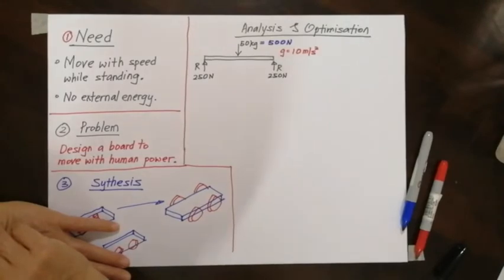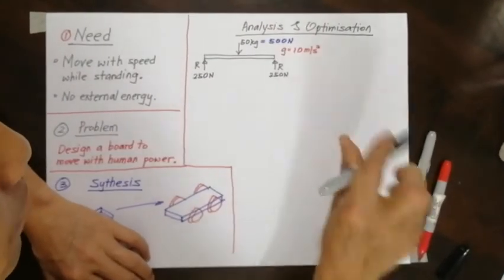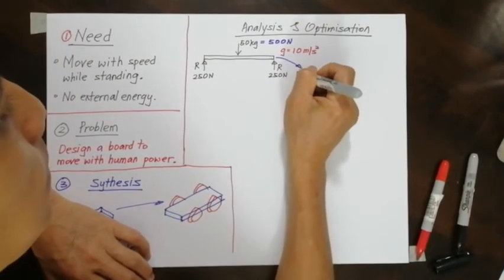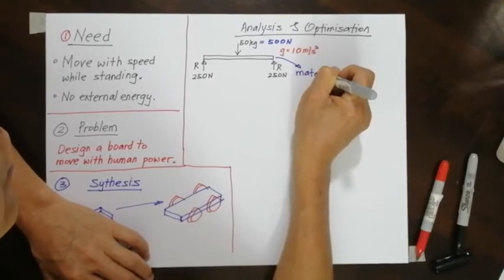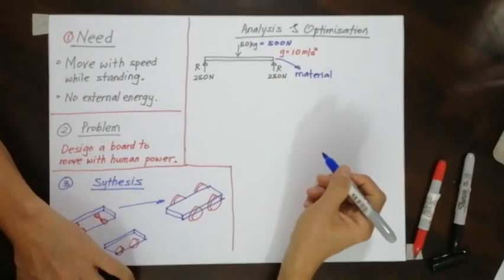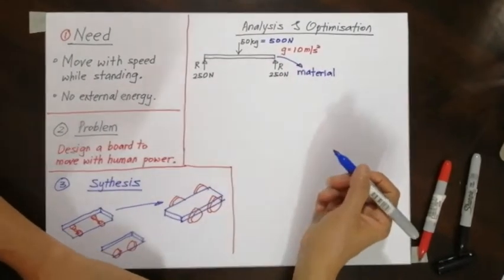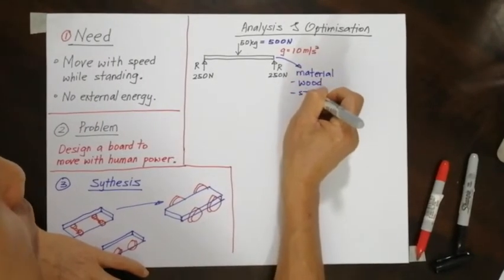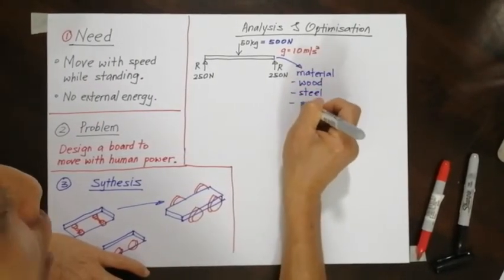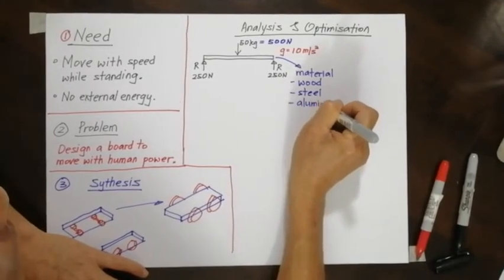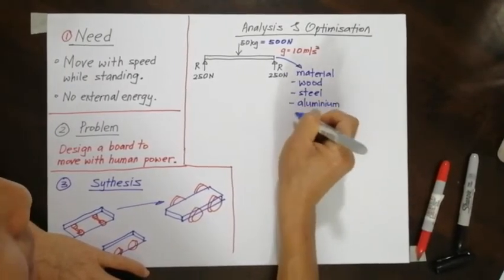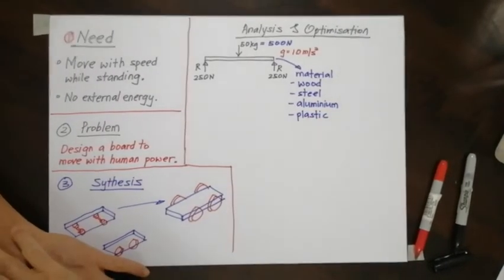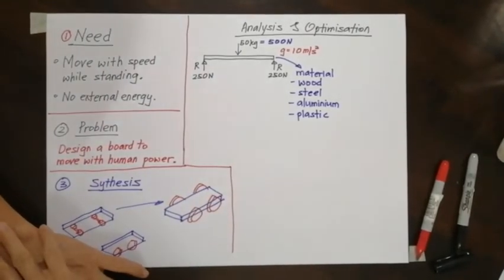Now, more to it, let's look at this board here. This board has to have a certain material. Which material we will select will depend on analysis and optimization. So what are the materials available? Maybe we can say wood, maybe steel, aluminum, or what have you, and maybe make it light plastic. So this is part of the analysis and optimization phase.